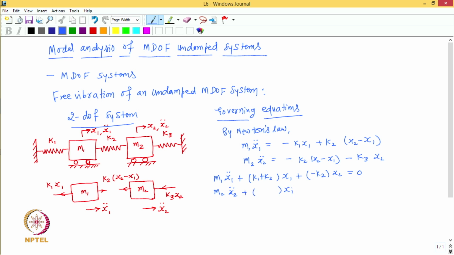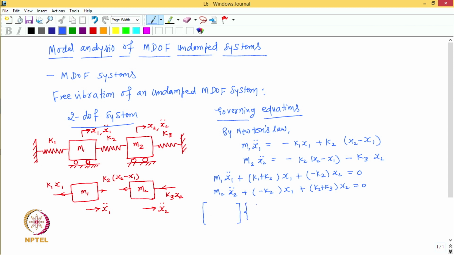So, the coefficient of x1 is going to be minus k2, and then the coefficient of x2 is going to be k2 plus k3, right. In this way, these are the two equations, and we can now put them in the matrix form.